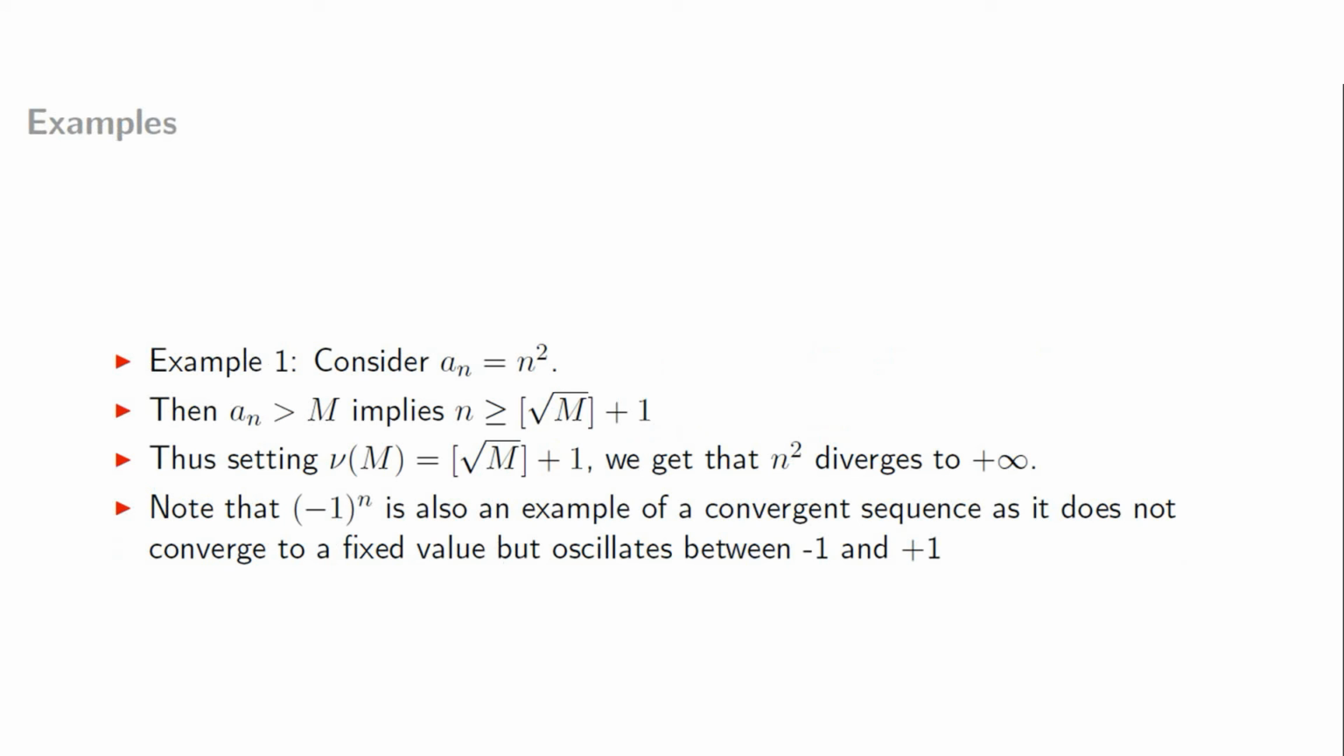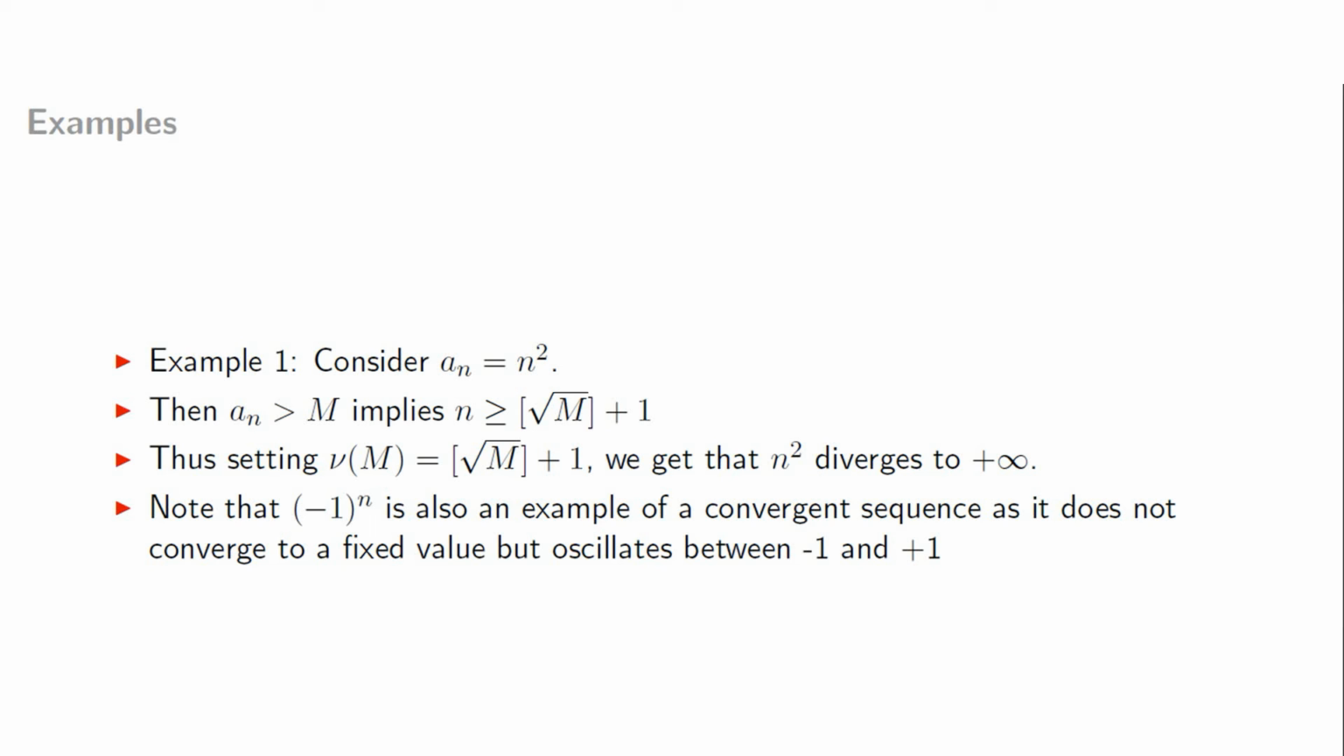So let us consider some examples. Consider our first example, where the sequence is a_n equal to n squared. Then a_n greater than M implies n greater than or equal to floor of square root of M plus 1. Thus, setting ν(M) as floor of square root of M plus 1, we get that n squared diverges to plus infinity.